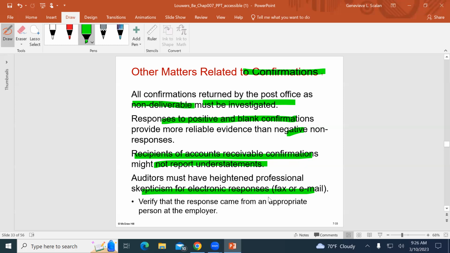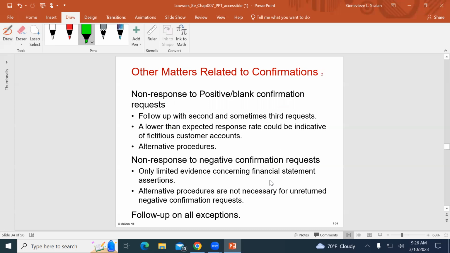So electronic responses, be careful. You have to make sure it's not coming from your client in disguise. Sometimes it's a good idea when you send out positives or blanks, you can follow up. If you're not getting responses, does that mean those are fake customers? Follow up on anything that's weird.